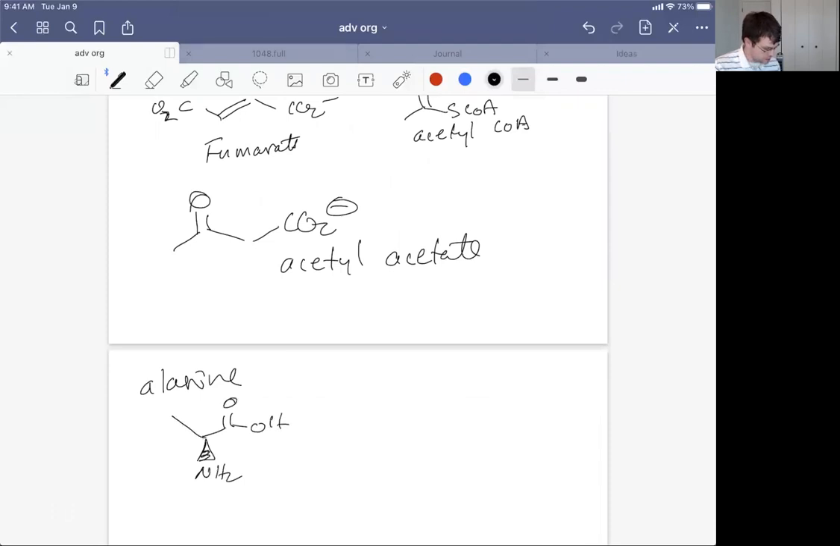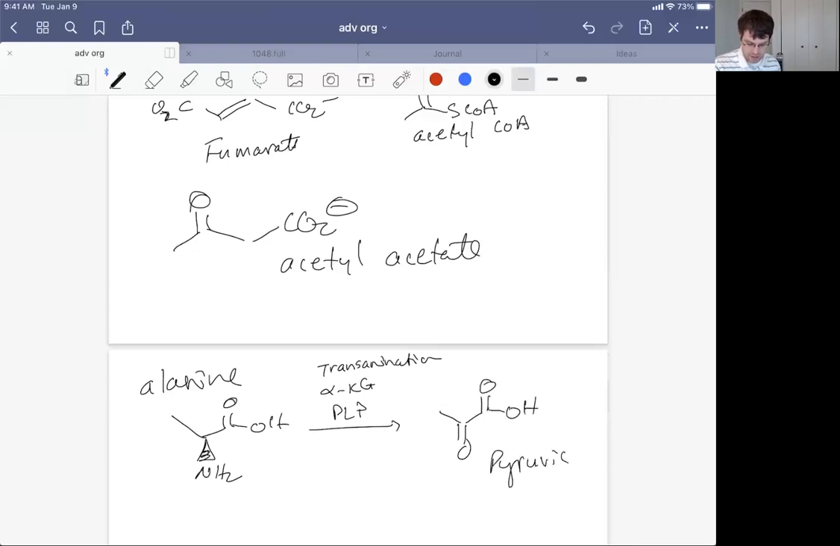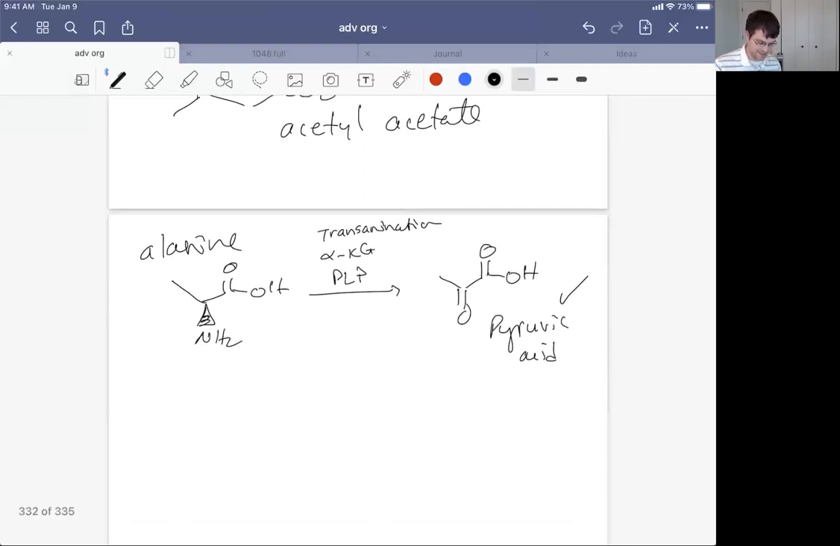What you can do is take this and react it with PLP and alpha ketoglutarate, and we can do a transamination reaction. A transamination reaction is just going to convert the NH2 into a keto. And anytime we can just do that and make pyruvic acid, which has a negative charge, is pyruvate, we're done. Consider it catabolized.